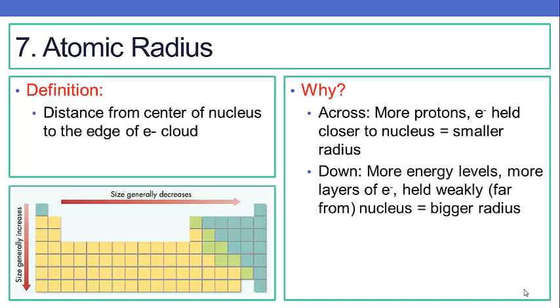As we go down a column, however, we're getting more and more layers of electrons, more and more energy levels. So that attraction is getting weaker, and the electrons are not going to be held quite so close to the nucleus because of that weaker attraction. So the atoms get bigger. So between fluorine and francium, we're going to go with the one with the most energy levels, and that's going to be francium.